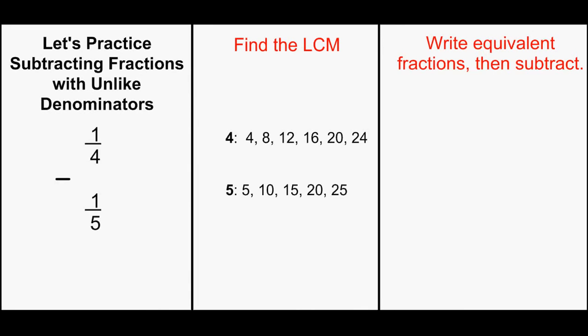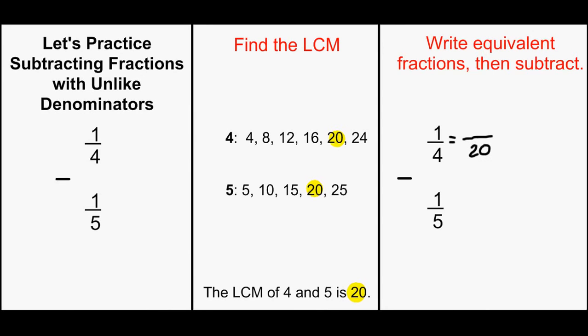Here's our next example, 1/4 minus 1/5. Again, the denominators are not the same. We'll need to find the least common denominator. The least common multiple of 4 and 5 are listed below. We have multiples of 4 and multiples of 5. We highlight the first one they have in common, which is 20. We will use 20 as our least common denominator.